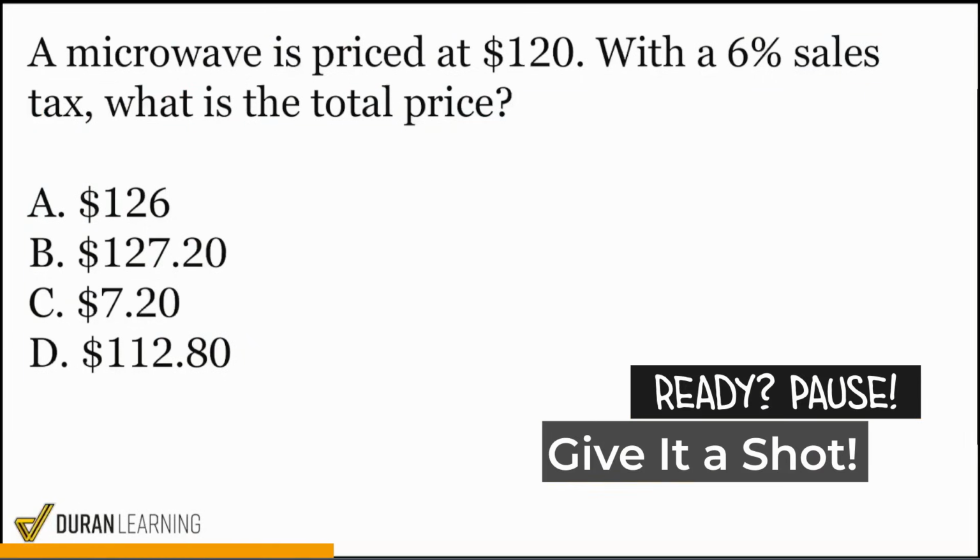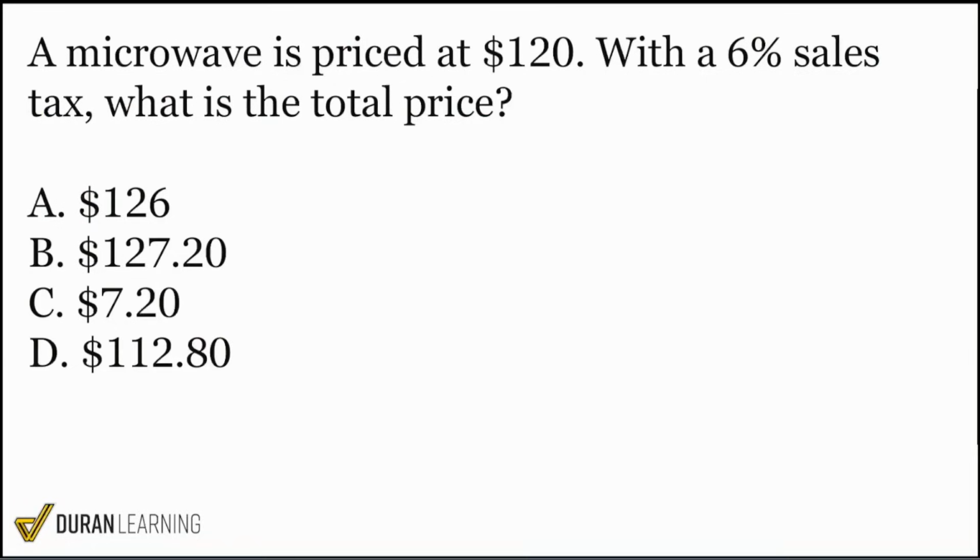Next question up. First thing we do every single time is read the question sentence. So it says, with a 6% sales tax, what is the total price? So that's my question there. That's what I want to find, whatever the total price is. So when I go through the context, the story, I see that we're talking about a microwave that's being sold at $120, and then there's a 6% sales tax.